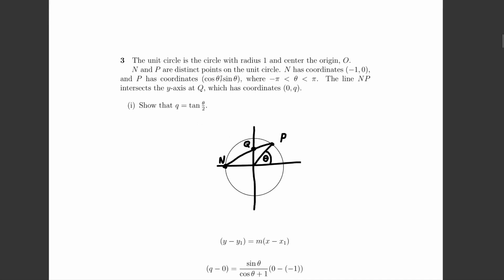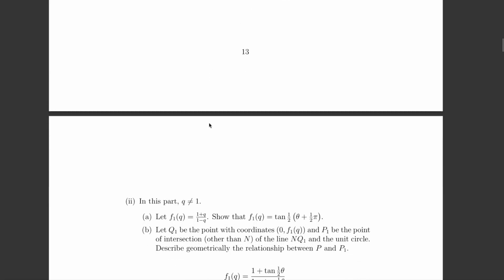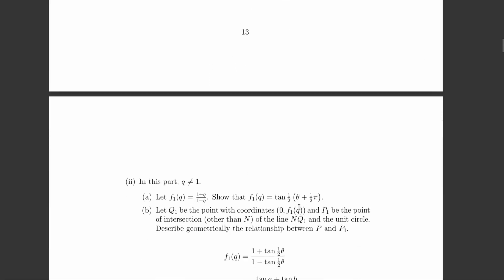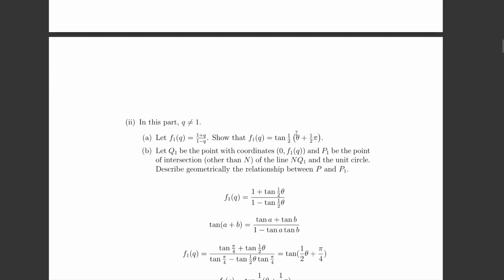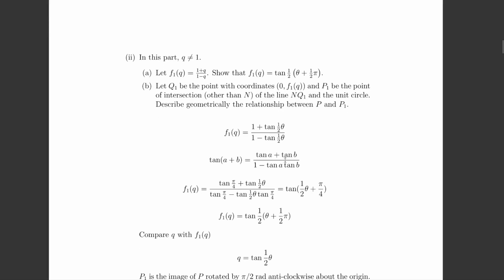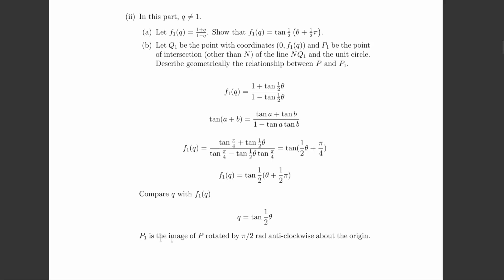So the idea is we have a relationship between P and Q, right? That being theta. So in part B, we basically have a new value of Q with a new theta, which is theta plus pi over 2, which means that the new point P1 should be the same point as P, except the angle is just added by pi over 2, right? So geometrically, that's just P being rotated by pi over 2 radians anticlockwise.